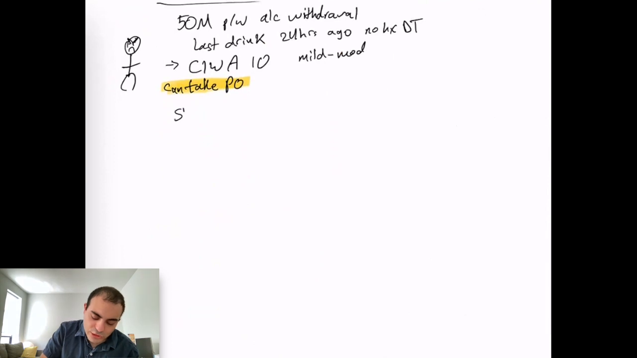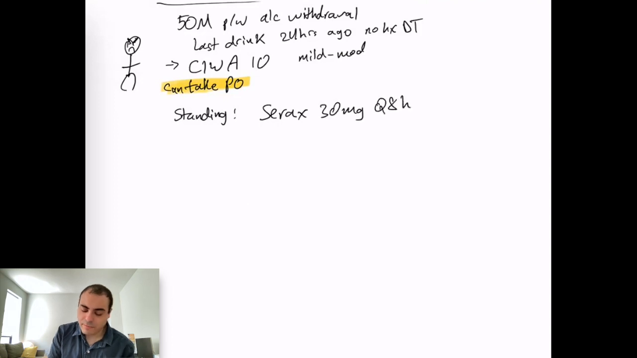So you're going to do your standing. Remember, we talked about standing. So let's say you do your standing dose and you say, okay, I'm going to start Serax 30 milligrams Q8 hours, and this is PO. So this is the standing dose, and this is the most important thing. This is your basal insulin, you know, your basal benzos that you're giving them.